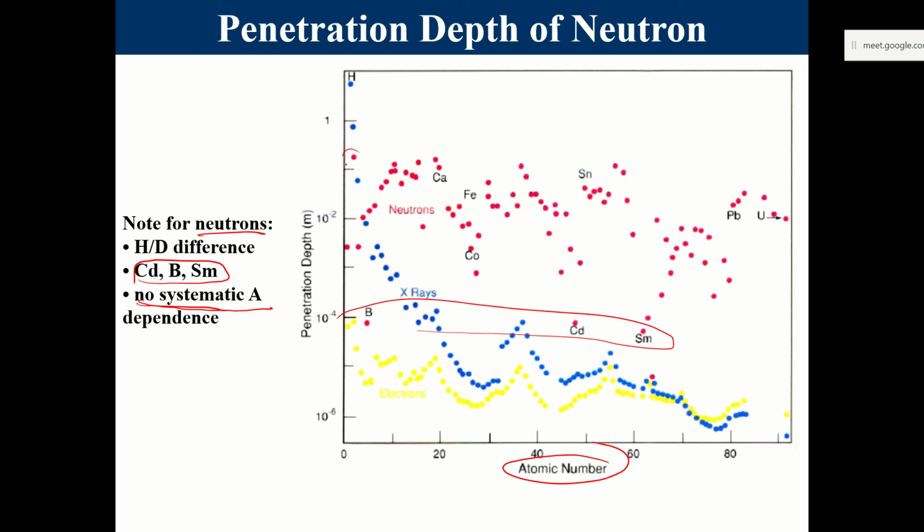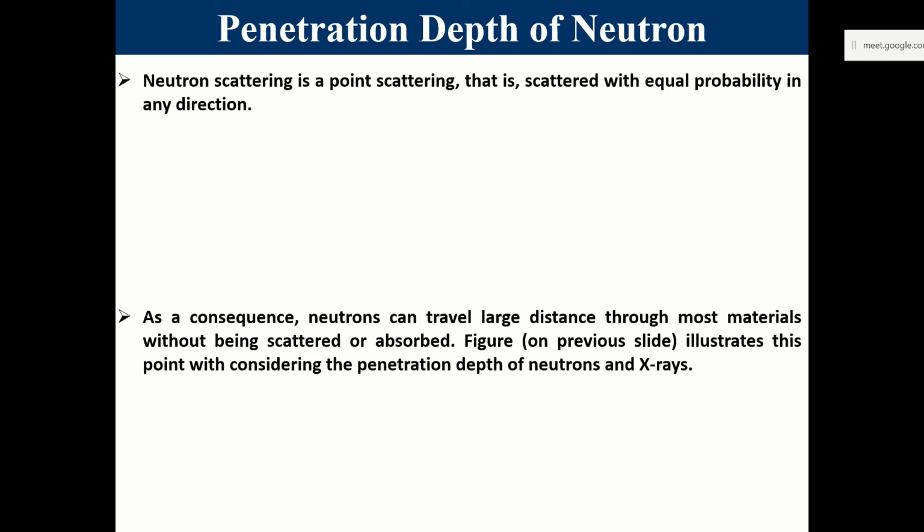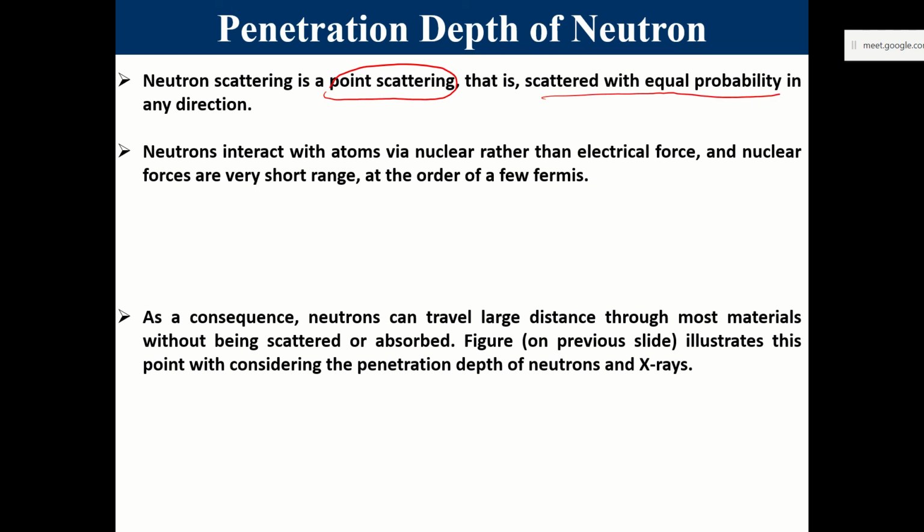So we are able to find the distinction between hydrogen and deuterium when we use neutrons, which was never possible if we are using X-rays. Okay, so this is something important. It is a point scattering, that is, it is scattered with equal probability in all directions. So it is the nuclear interaction with the nucleus and not the electrical force.